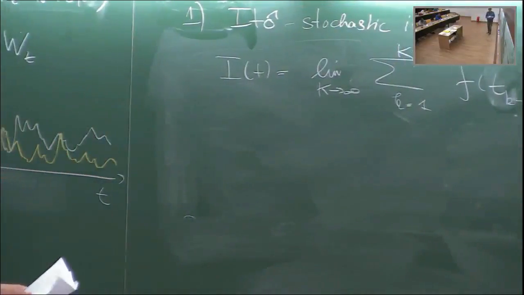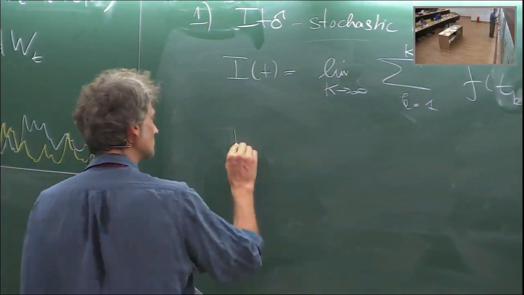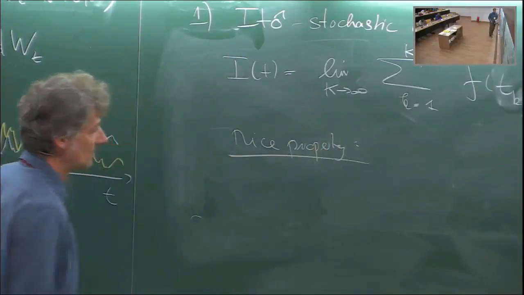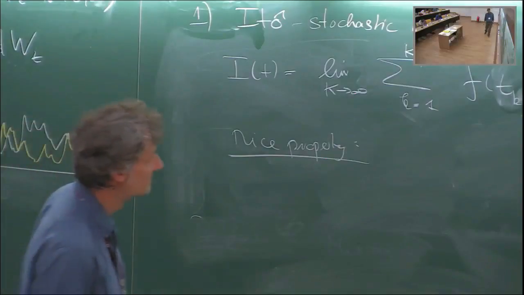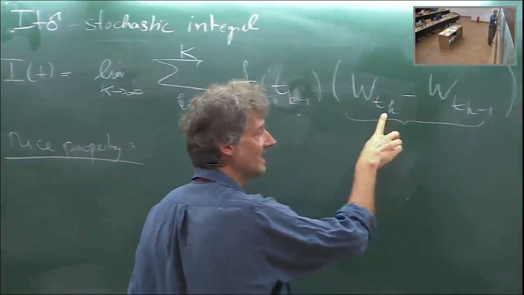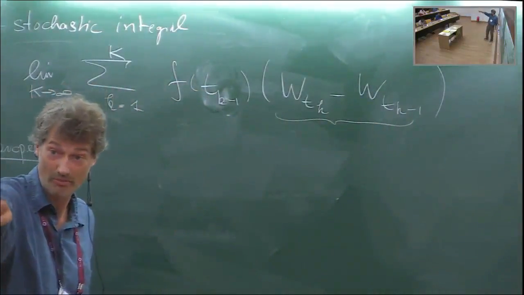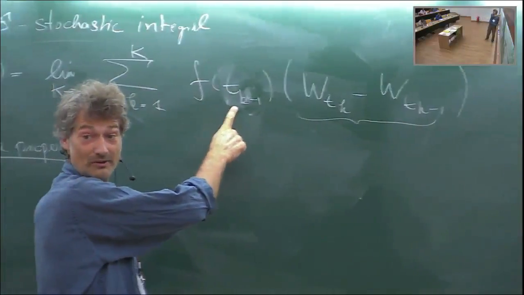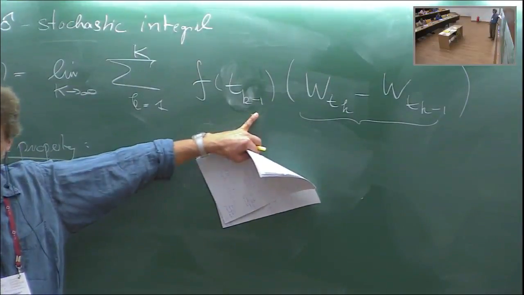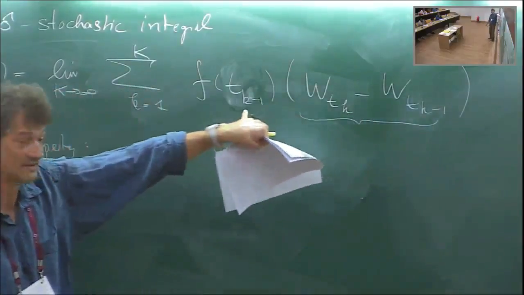The Ito definition has a nice property. You see, this is my dW, t_k minus t_{k-1}. This is f of t_{k-1}, and now your comment comes in. This only knows about the noise that happened before, right? Everything up to t_{k-1} it knows. And this is the next increment, so that is independent of that.